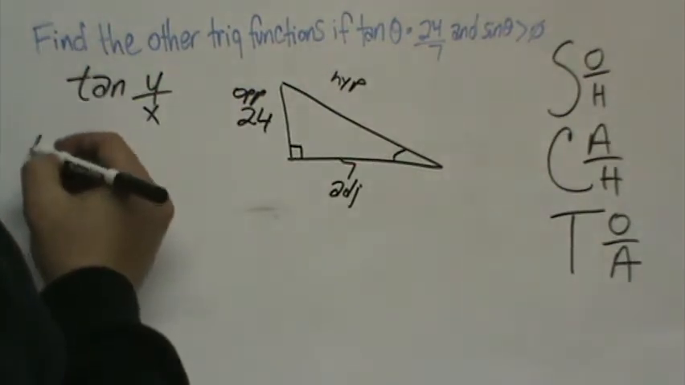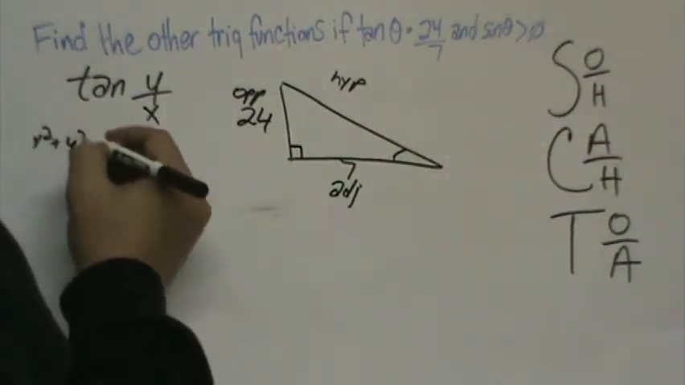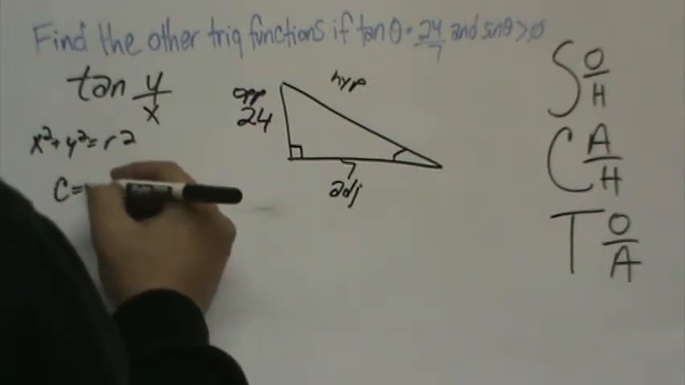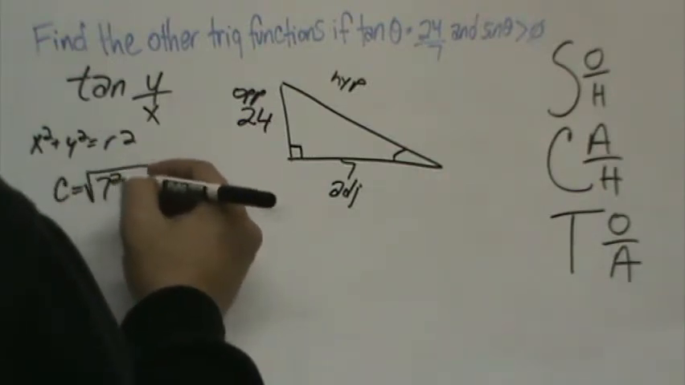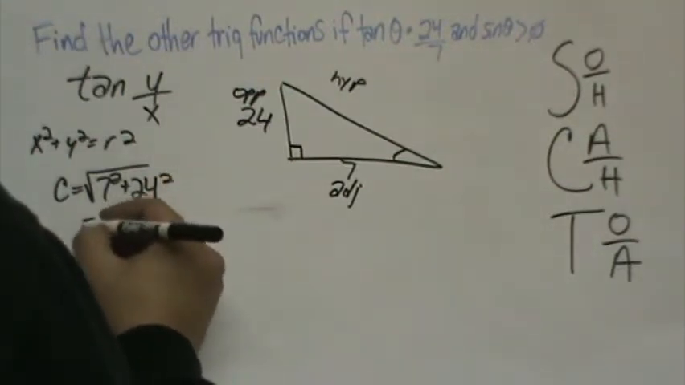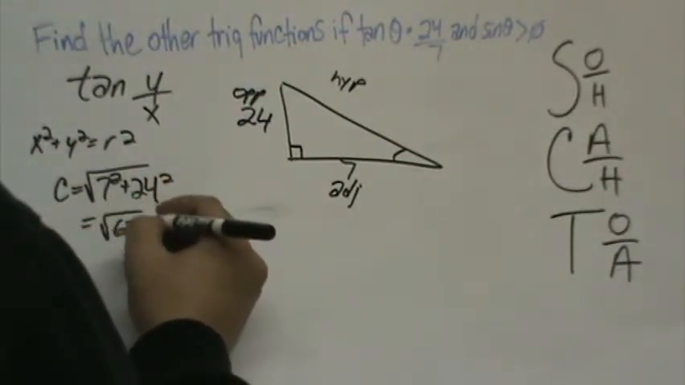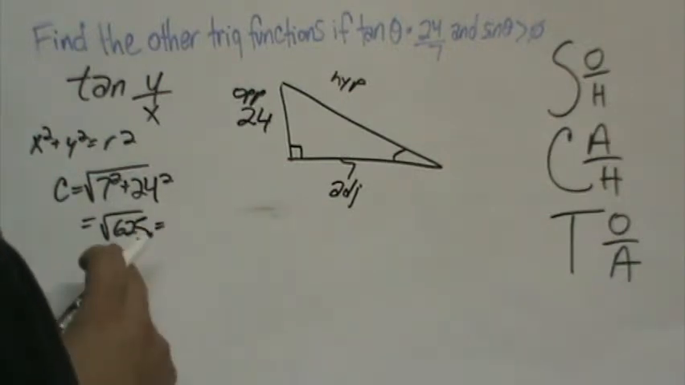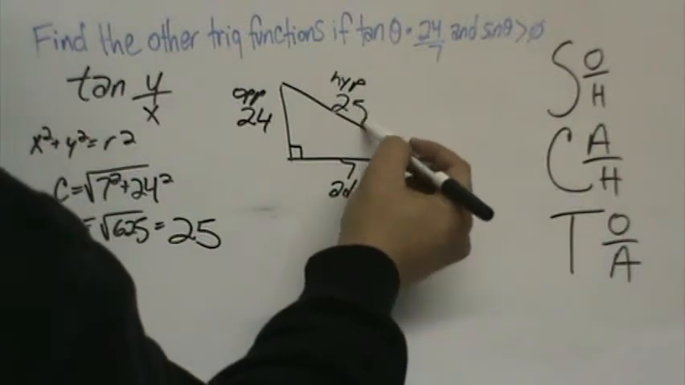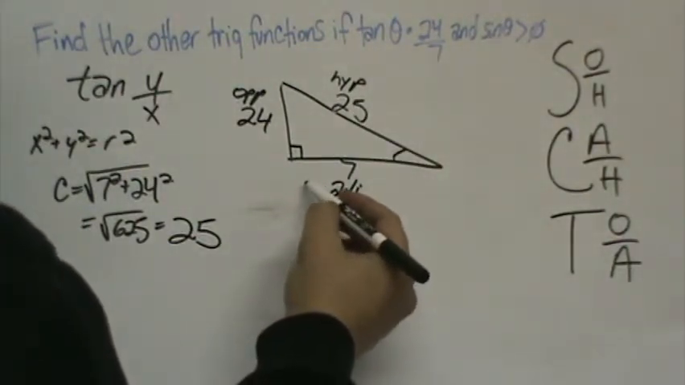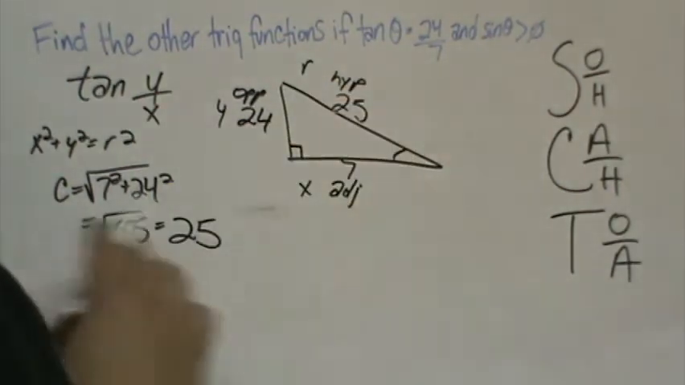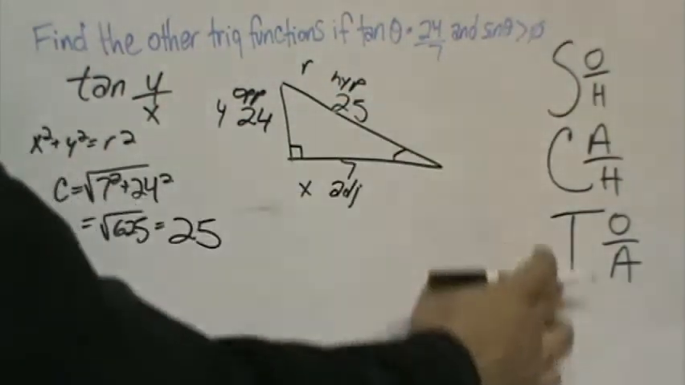So how are we going to find the hypotenuse? Remember, x squared plus y squared equals r squared. So c equals the square root of 7 squared plus 24 squared, which equals the square root of 625. If you take the square root in your calculator, you'll get 25. Remember, this is the same as saying x, y, and r. So use whatever is easier for you, but a lot of people like SOHCAHTOA.